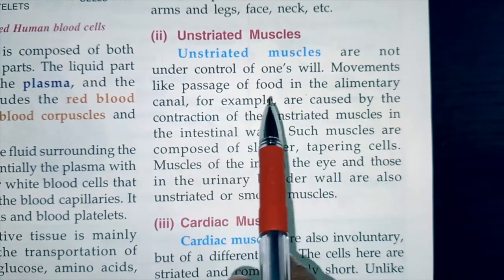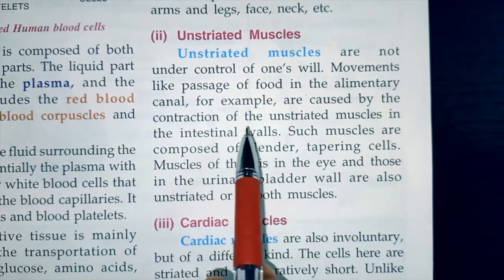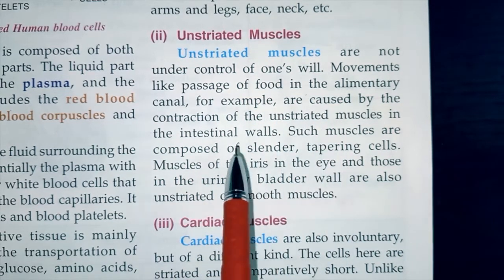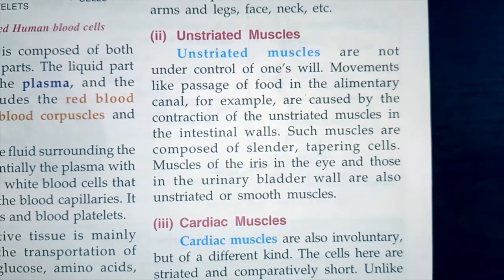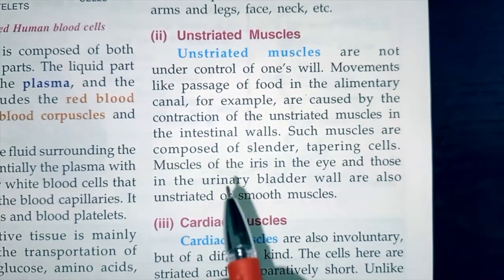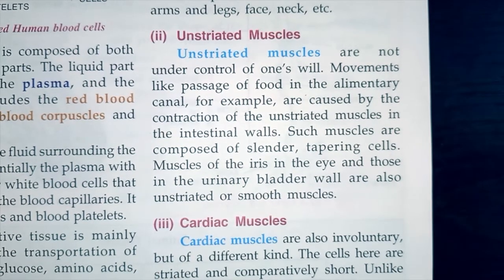Movement like passage of food in the alimentary canal, for example, are caused by the contraction of the unstriated muscle in the intestinal walls. So they contract themselves. हम लोग कॉन्ट्रैक्ट नहीं कर सकते. अब जैसे फॉर एग्जाम्पल अगर हम लोग फूड खा रहे हैं तो वो हमारे फूड पाइप से सीधा नीचे जाएगा हमारे स्टोमक पे, तो वो हम लोग के वी कांट डू इट. वो मसल्स का काम है, मसल्स खुद ही करता है.